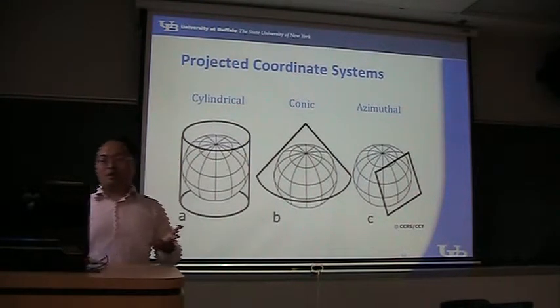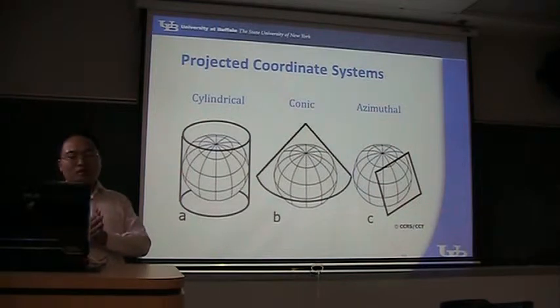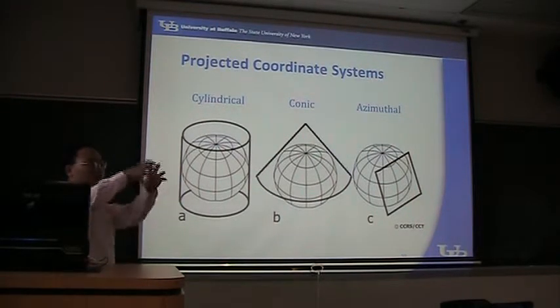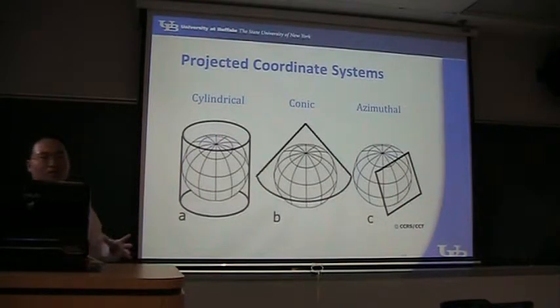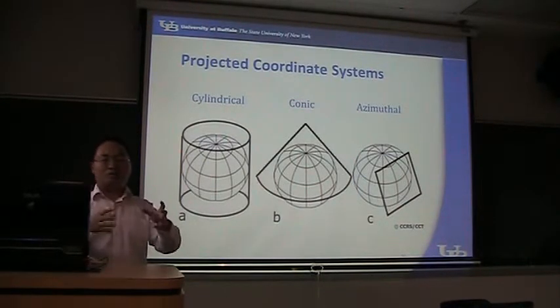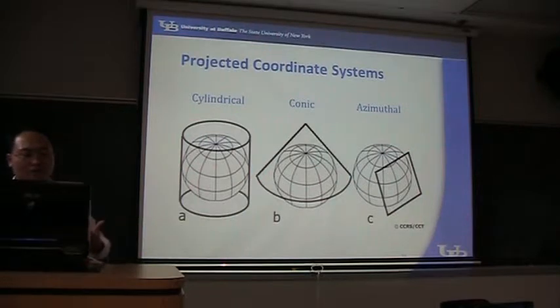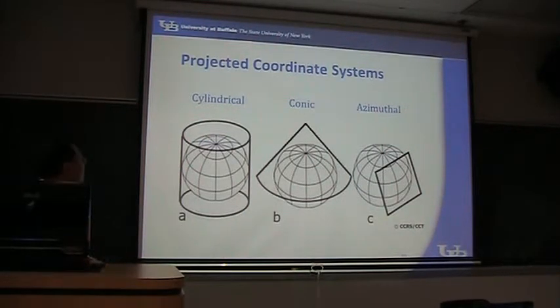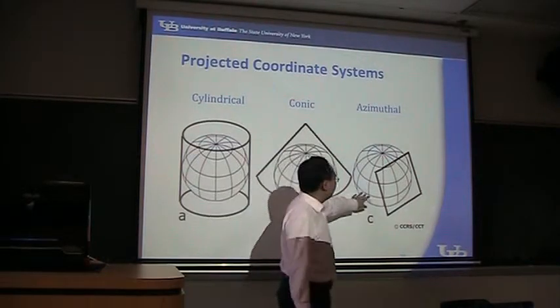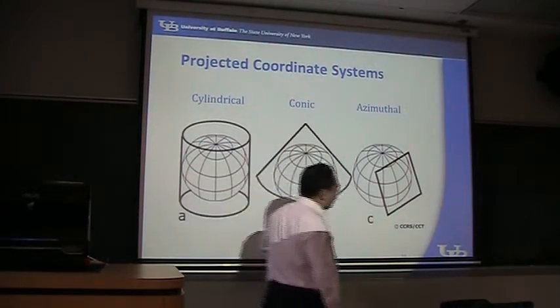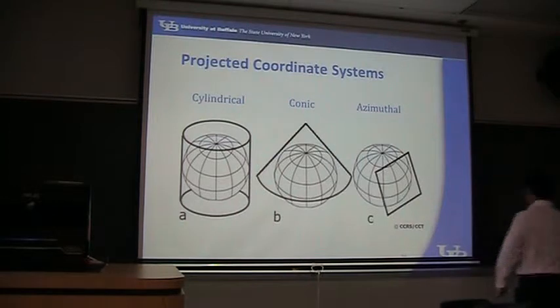But why do we need projected coordinate systems? That's because we want to put a 3D ball onto a flat 2D map. And if it's a ball, how can you put it on a 2D map? We have three ways of doing this: cylindrical, conic, or azimuthal. Let me give you a very simple demonstration or illustration.